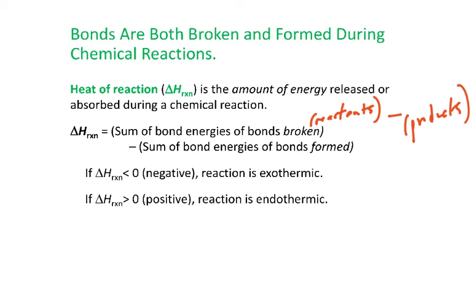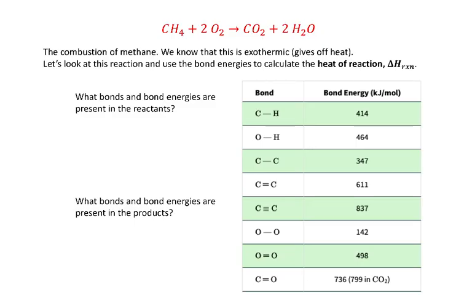If delta H is positive, then the reaction is endothermic. Okay, let's look at one example before we end here. Sorry, let's do two examples. So here's a reaction. It's balanced. It's the combustion of methane. So we have CH4 plus 2O2 makes CO2 and H2O.